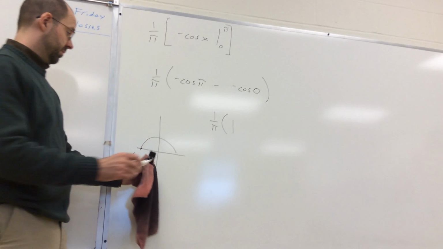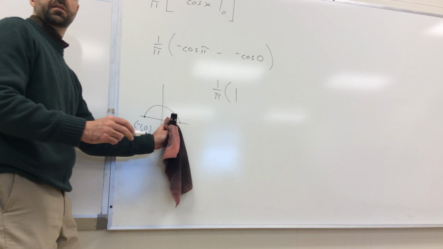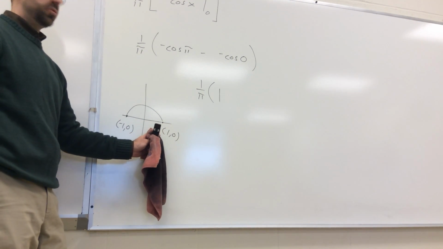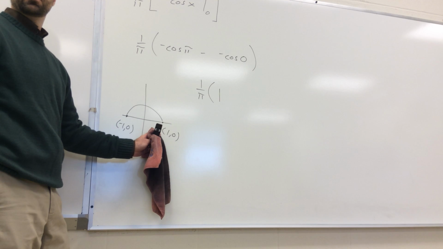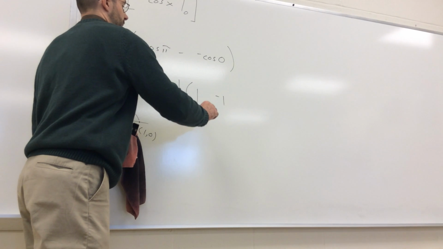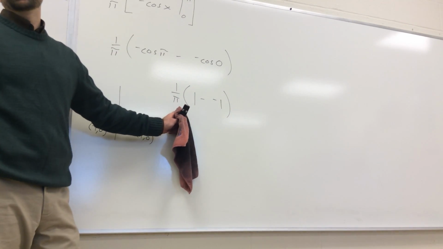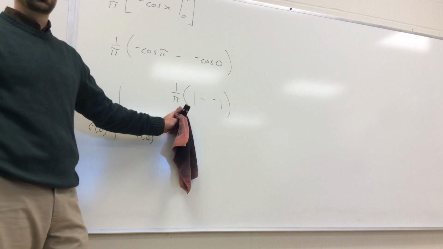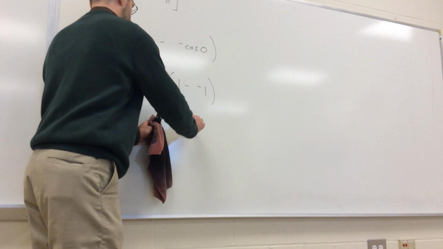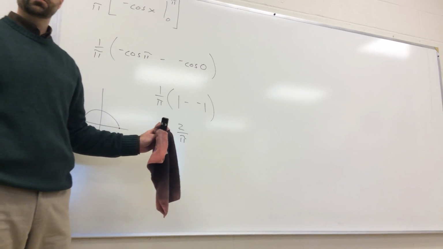Then for 0, 0 radians would put you at the terminal point 1, 0. Cosine of that is 1. The opposite of that is -1. So we're taking 1 minus -1. 1 minus -1 is saying 1 plus 1, so that's 2. And 1 over pi times 2 is 2 over pi. So final answer is 2 over pi.